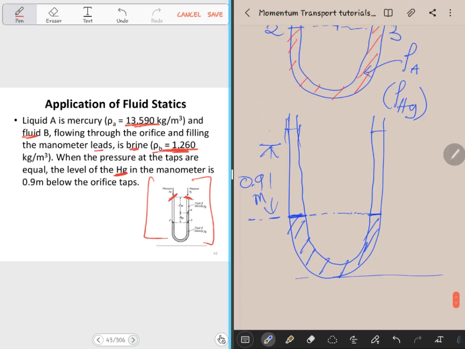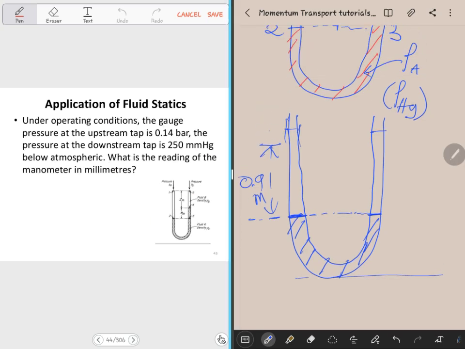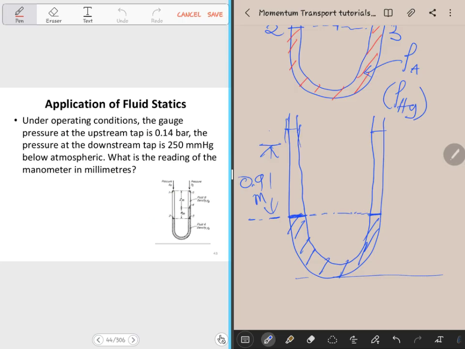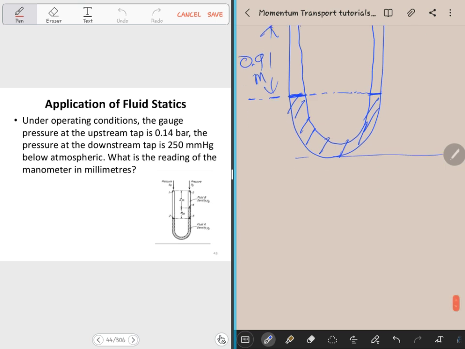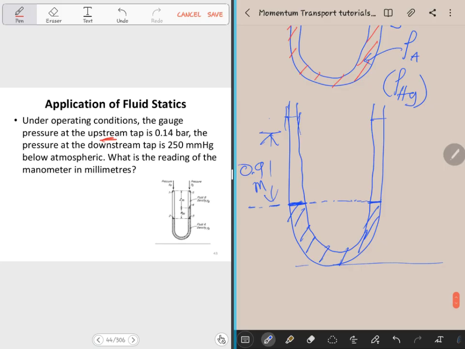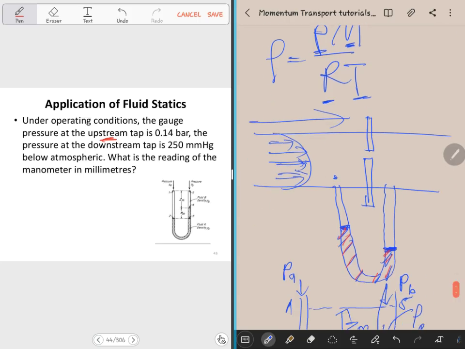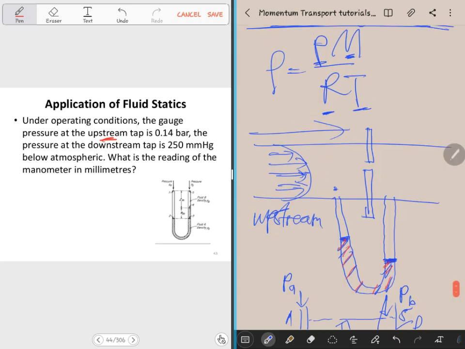So there's the first information, and they're saying that under operating conditions. Initially they're saying that when the taps are equal, meaning that we are not operating the manometer, it's not connected to any other external system. But here it's saying that under operating conditions, the gauge pressure at the upstream. Then again, where's the upstream? If we're having it in this particular system, and then we're having the flow here, you see the direction of the flow, right? So this will be our upstream, and here will be our downstream. Are you okay?